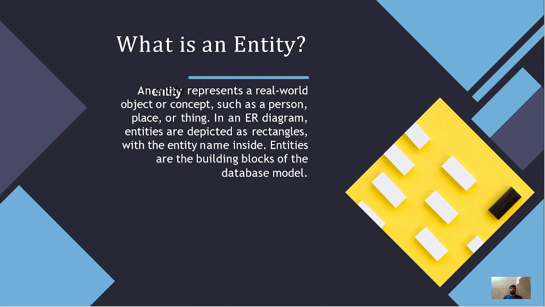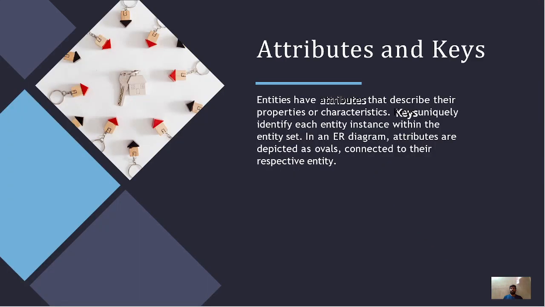These entities are given rectangle shapes in the ER diagrams. They have entity names inside the rectangles, attributes and keys. Attributes are represented by oval shapes in the ER diagrams. Entities have attributes that describe their properties or characteristics. Keys uniquely identify each entity instance within the entity set. In an ER diagram, attributes are depicted as ovals connected to their respective entity.